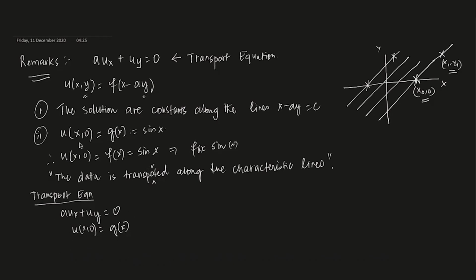Now you can do the exact same thing, and you can say that u of xy should look like g of x minus ay, right? G of x minus ay. So basically I should write u of xy equals g of x minus ay. So it's a general solution, you can say it's a general solution of 2.